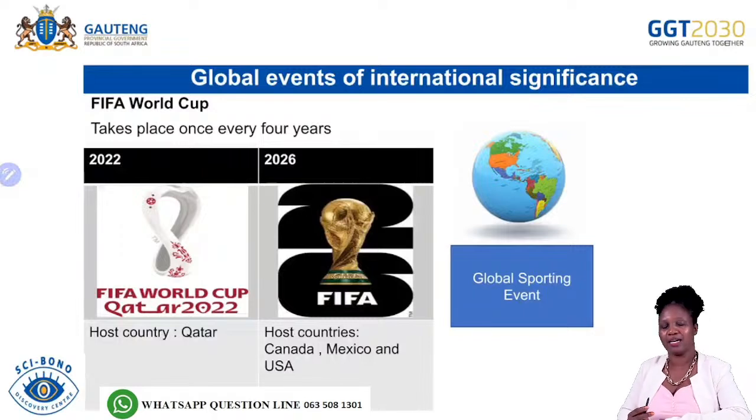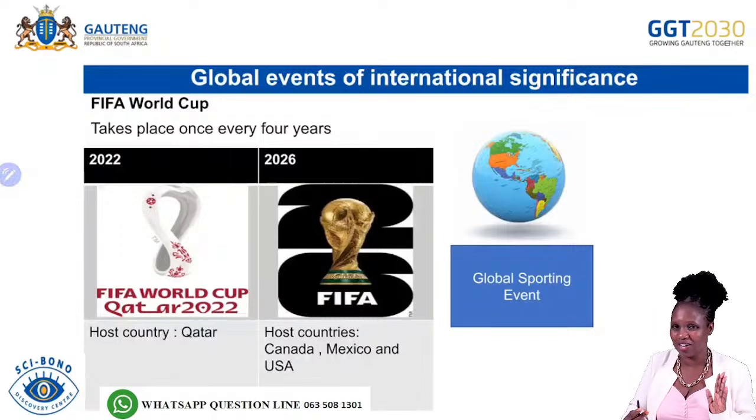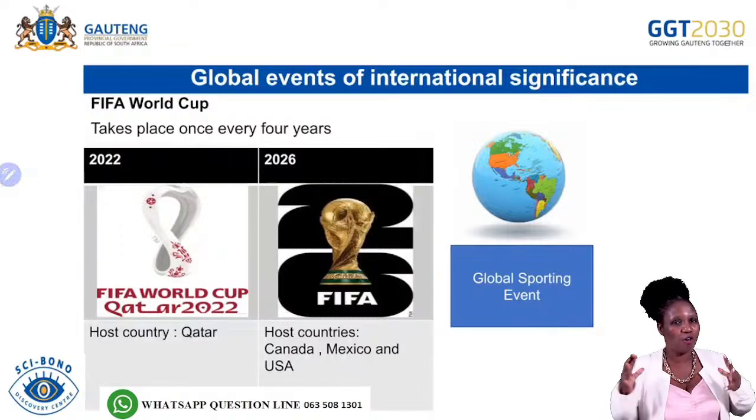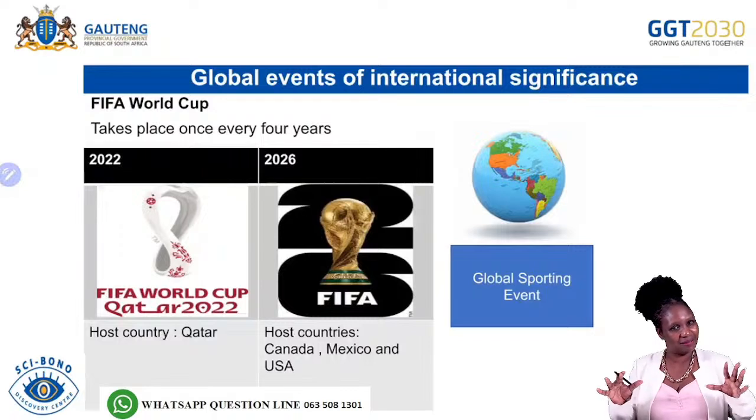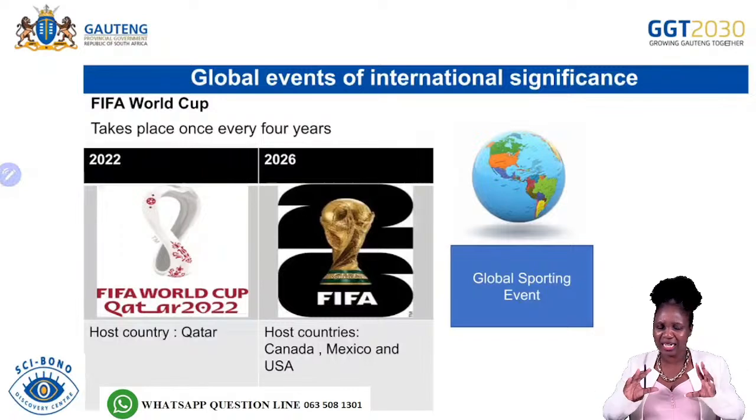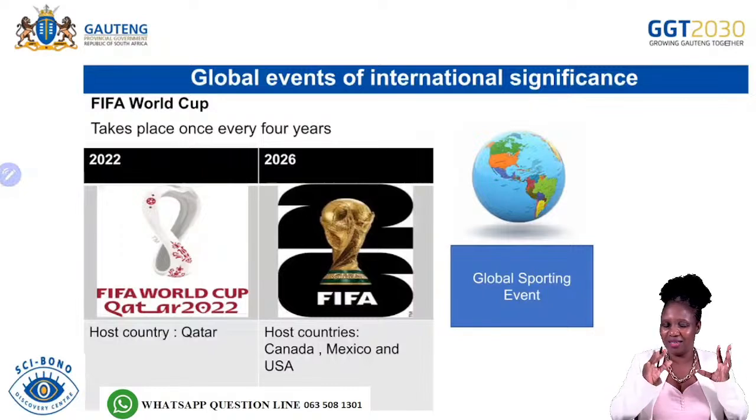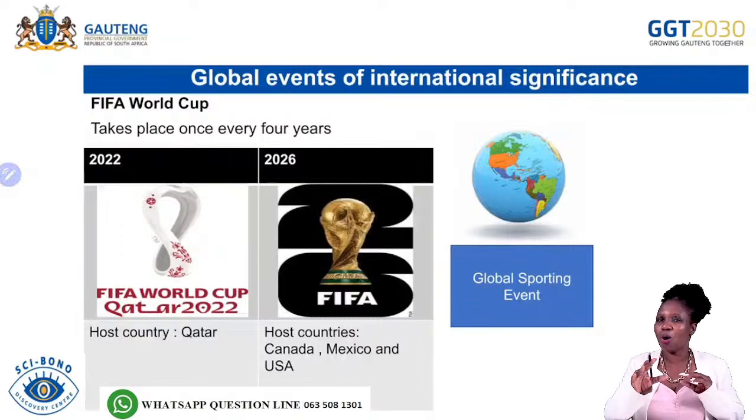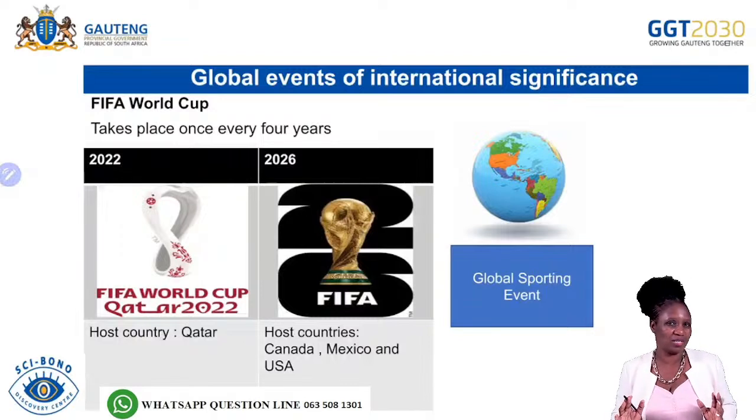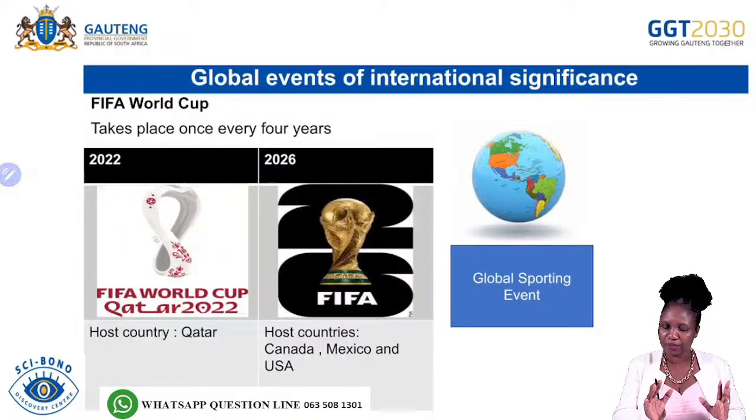All right. Remember, there are a lot of advantages because people will flock to the host country. People are going to experience the culture of that country. They are going to experience the transportation of that country. All right? They are going to go to different places of interest and experience them.